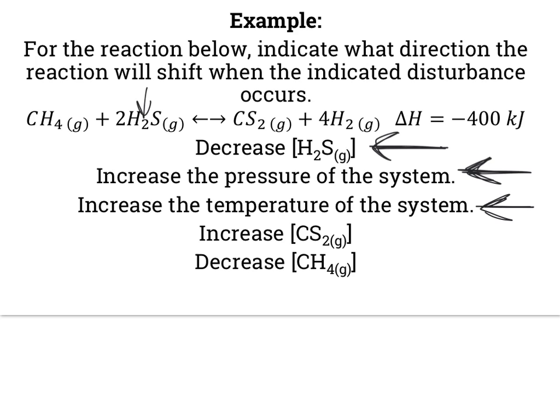I don't know why these are all going to the left. These are literally all going to go to the left. Wow, that's really boring. If I increase CS2, I have too many products, so I'm going to move it to the left. If I have decreased CH4, I'm going to have too few reactants, so I'm going to have to make more and go to the left. Now, they honestly don't always go to the left. That's really kind of funny, actually. Sorry about that. But that's kind of Le Chatelier's principle.